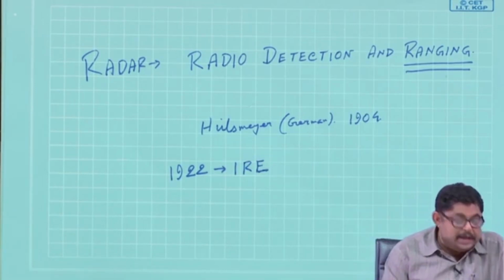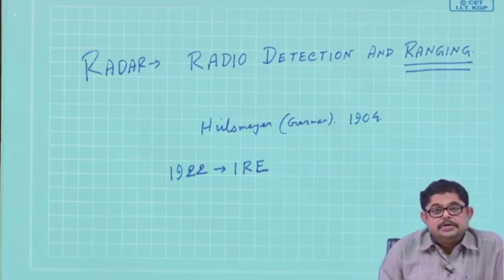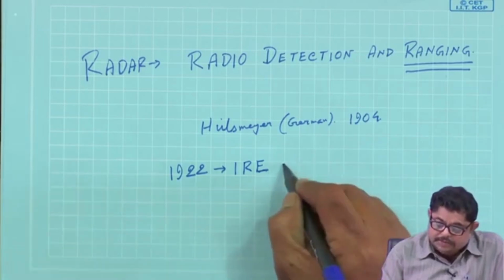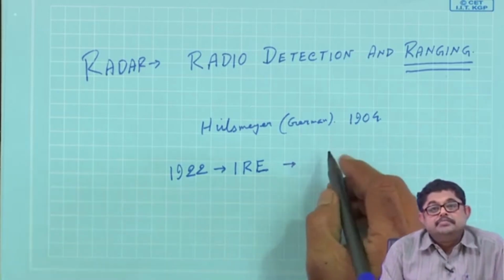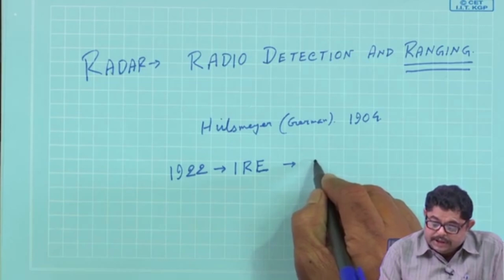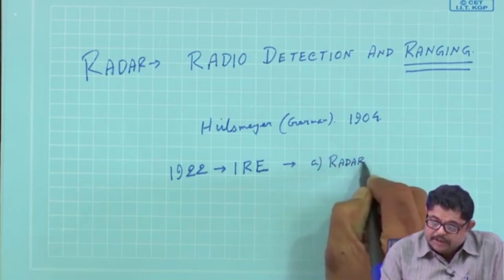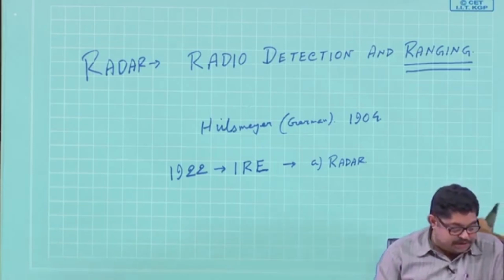There he understood the implication of this for radar, and in that speech he listed 3 things. One is this radar principle, that this can be used for detection of ships.